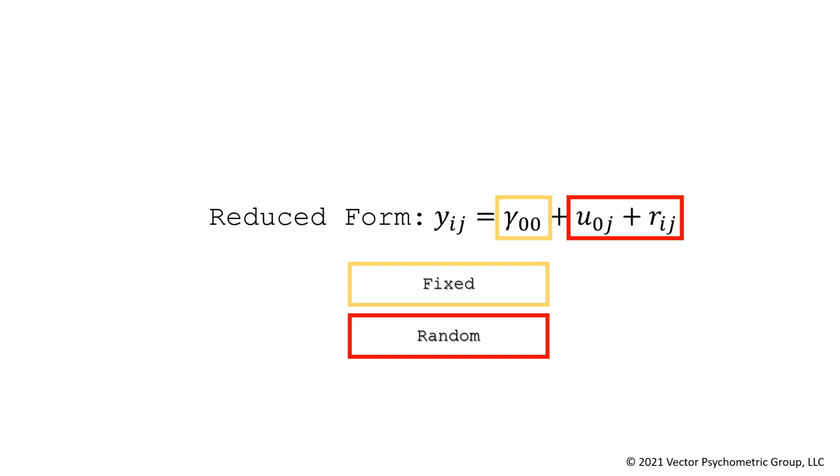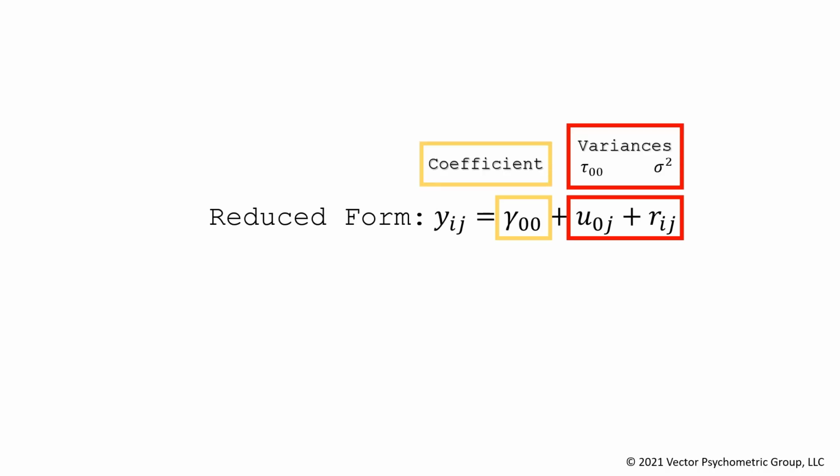When you fit these models to real data with software, the fixed effect will be estimated as a coefficient, gamma 00, whereas the random effects will be variances, tau 00 for U0j, and sigma squared for Rij.